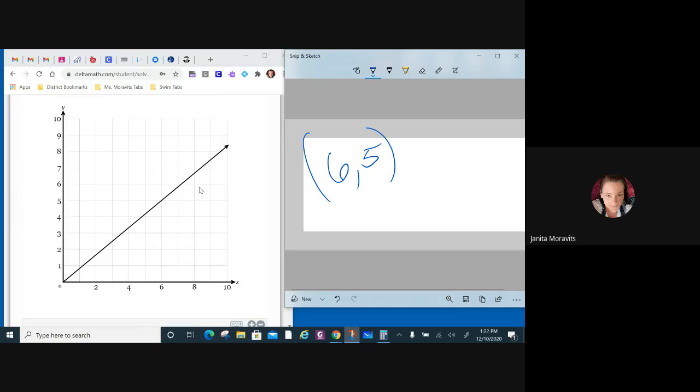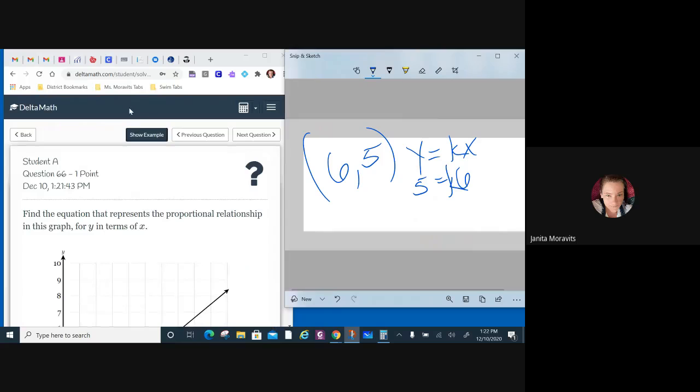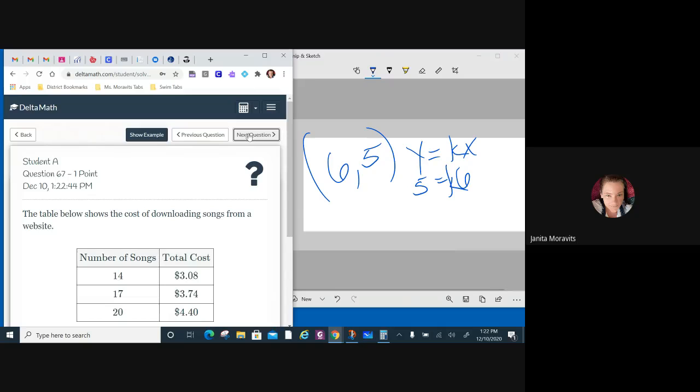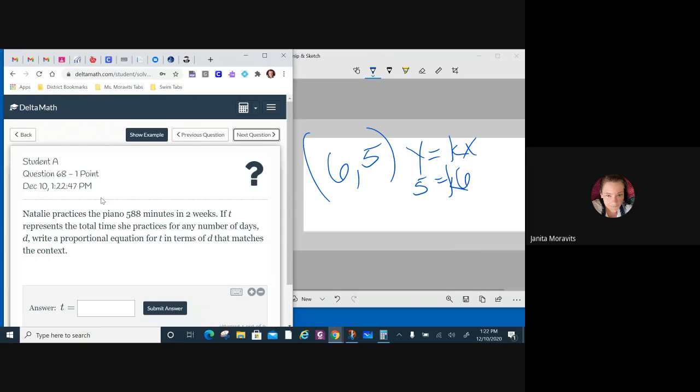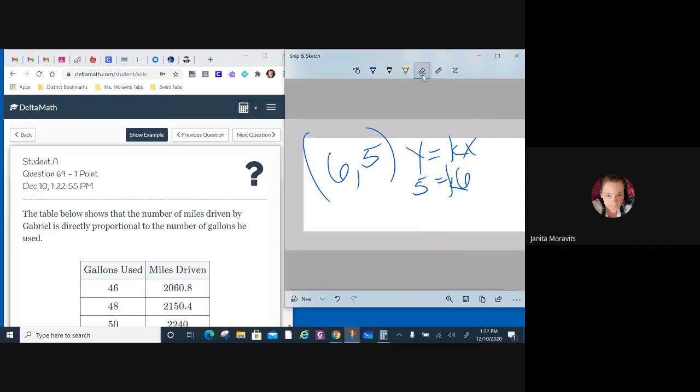And remember, it's y equals k times x. 5 equals k times 6. All right, and then you guys finish that out because we already showed you one like that. So you need to do number 67 and number 68 on your own. And then you come back to the video when you are ready to look at problem number 69.